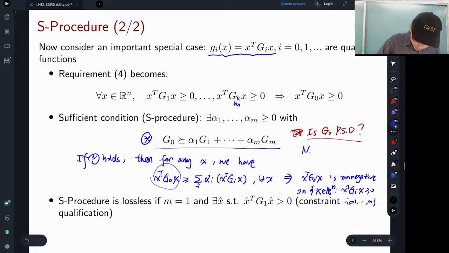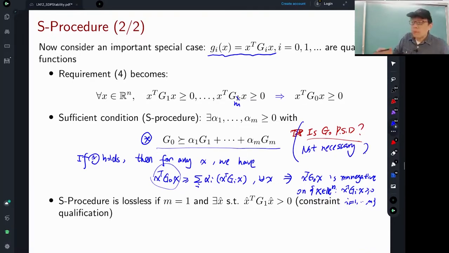So, well, not necessary. The answer is not necessary. G zero may not need to be positive semi-definite. It only needs to be non-negative on these subdomains, this subset. That's all we need to ensure. That's why we need the S-procedure. If G0 is positive semi-definite, I don't need to have any additional constraints. It's always non-negative, so on any subset it will also be non-negative, right? So this condition trivially holds.